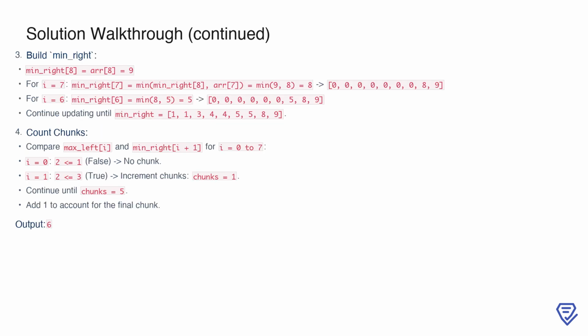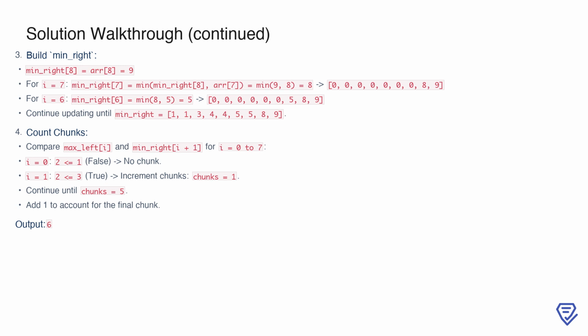Now, we construct the min_right array, which works in a similar way but in reverse. Starting from the last element of the input array, we set the last value of min_right to the last value of the array, which is 9. Then, for each preceding index, we compute the minimum value between the current value in min_right and the corresponding value in the input array. For instance, at index 7, the minimum of 9 and 8 is 8. Repeating this process, we eventually construct the full min_right array as 1, 1, 3, 4, 4, 5, 5, 8, 9. This array now represents the minimum value encountered from each position in the input to the end.